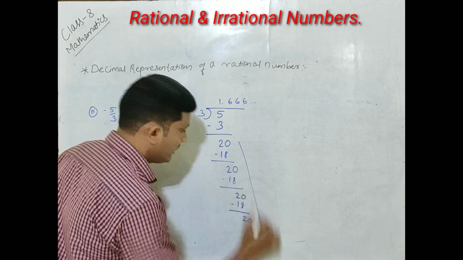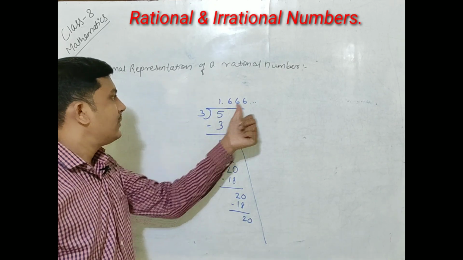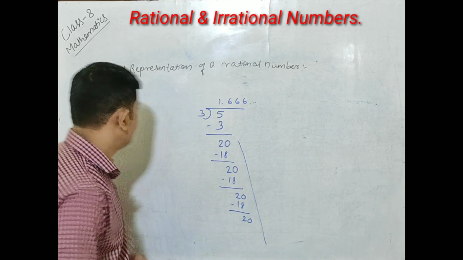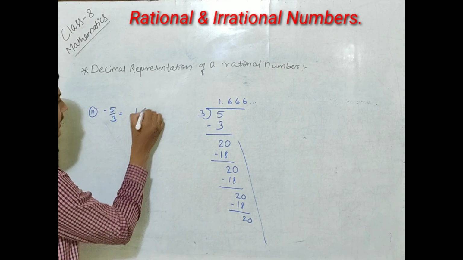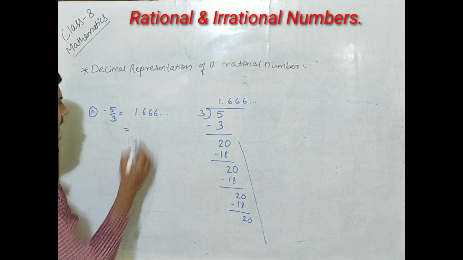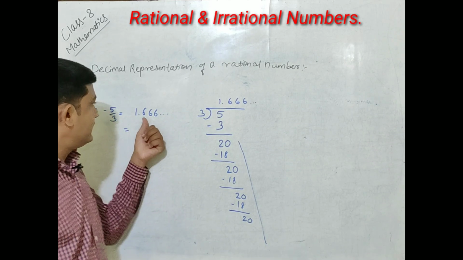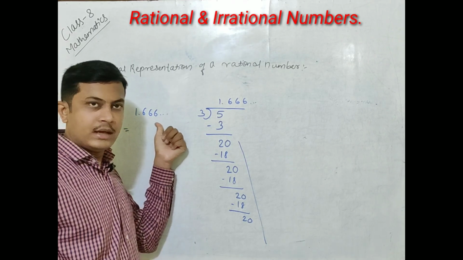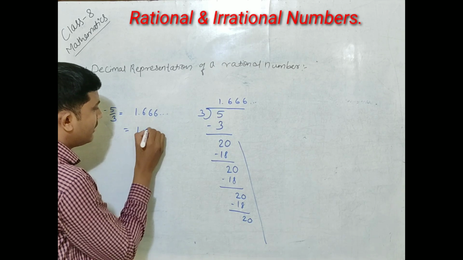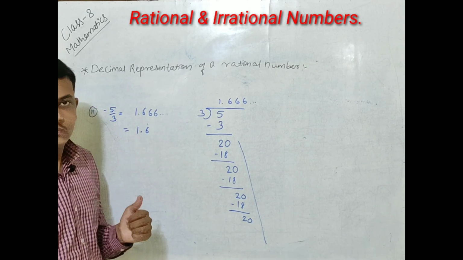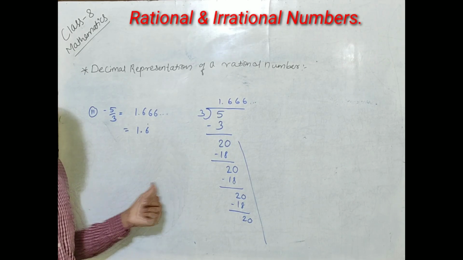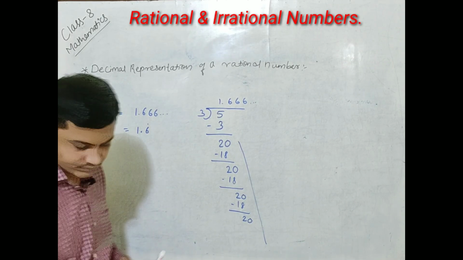Okay. So, such type of decimal expansions are called non-terminating recurring, that is 1.666 dot dot dot, or simply we can give the same digit, that is 6 is recurring or repeating again and again, so we can denote it as 1.6 with a dot. Okay, this is a non-terminating recurring type of rational number.